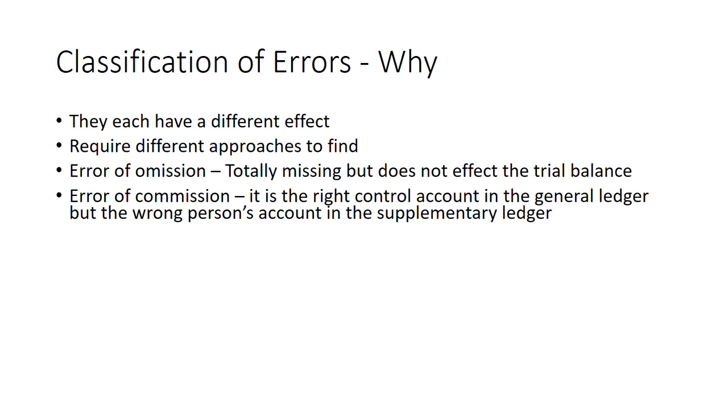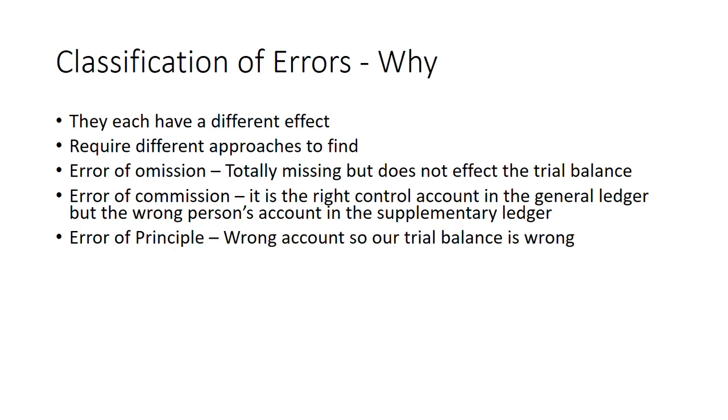Then we have an error of commission. We've posted to the correct control account in the general ledger, in this instance the sales ledger control account. But we posted to the wrong person's account in the subsidiary ledger, the sales ledger. So we posted this debit to J Hughes rather than T Hughes. As a consequence, we won't be able to recover the money from T Hughes. The double entry bookkeeping is correct in the general ledger, it's just wrong in the sales ledger. That would be an error of commission.